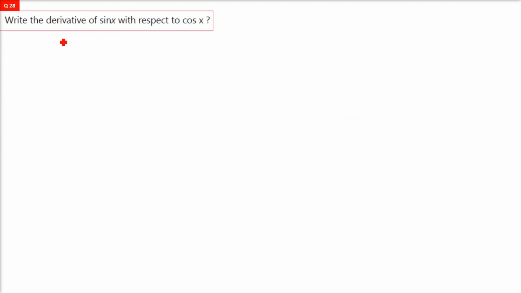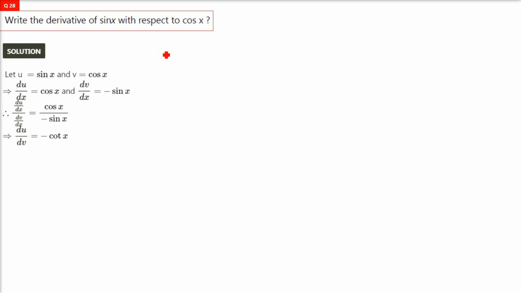Write the derivative of sin x with respect to cos x. That is d sin x divided by d cos x. You have to do. Alright, sin x, assume u as sin x, assume v as cos x. So what you have to do is du by dv, derivative of sin x with respect to cos x. So when u is sin x, v is cos x, du by dx will be, differentiation of sin x will be cos x. And dv by dx, cos x will be minus sin x.